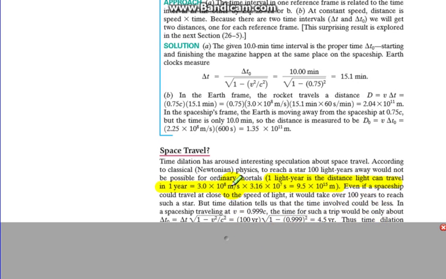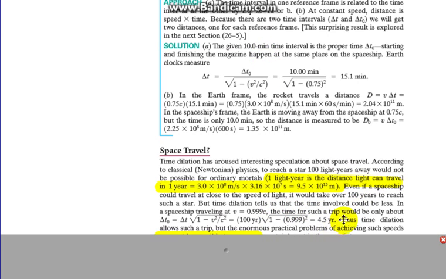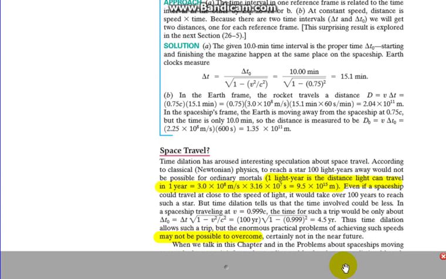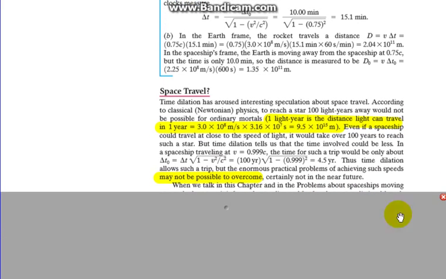Even if the spaceship could travel at close to the speed of light, it would take over 100 years to reach such a star. But time dilation tells us that the time involved could be less. In a spaceship traveling at 99.9% of the speed of light, if you use that equation, the time for such a trip would only be about 4.5 years. Thus time dilation allows such a trip, but the enormous practical problems of achieving such speeds may not be possible to overcome, certainly not in the near future.